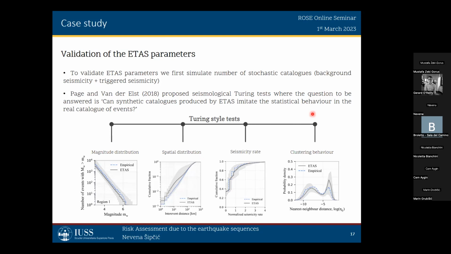All of the results that I'm showing here, by the way, are for region 1, so for the central Italy region that we defined.